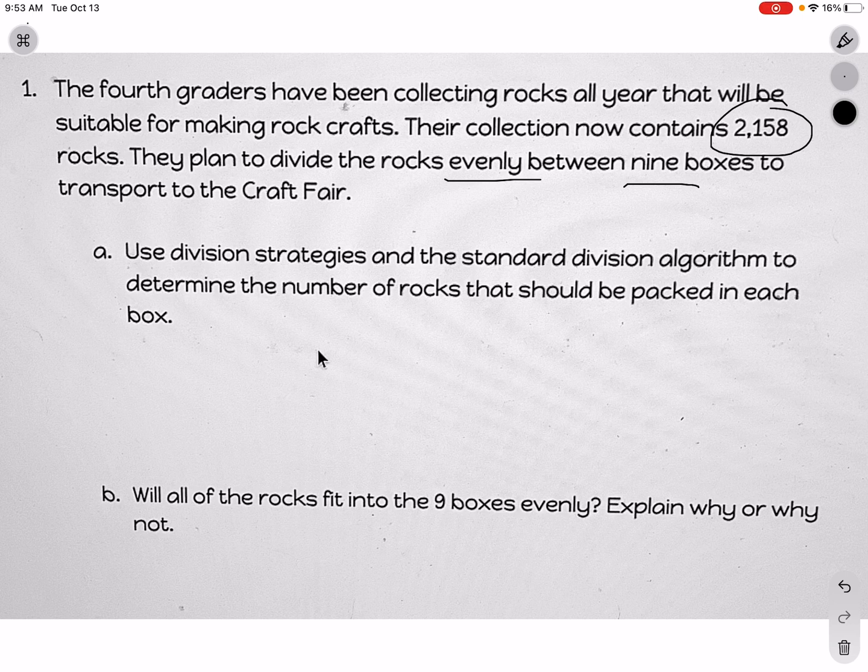So we've got to figure out how many rocks will fit in each box. We have 9 boxes and we have 2,158 rocks. Looks like a big problem here. So we're going to go through all of our strategies that we have for this kind of problem. First thing we're going to do is estimate. I want you to take a moment and figure out how you can estimate to get a decent idea of where your answer should lie. Pause the video and spend a couple of minutes estimating where your answer might be for this problem.